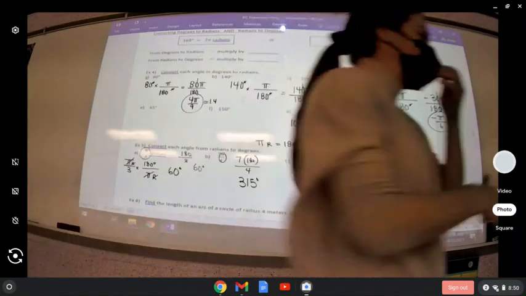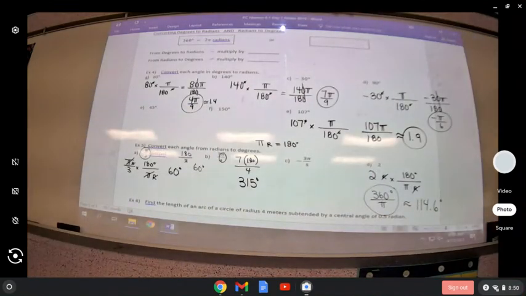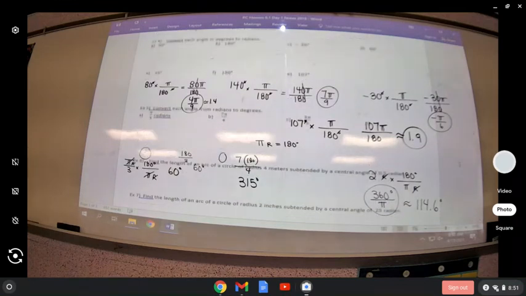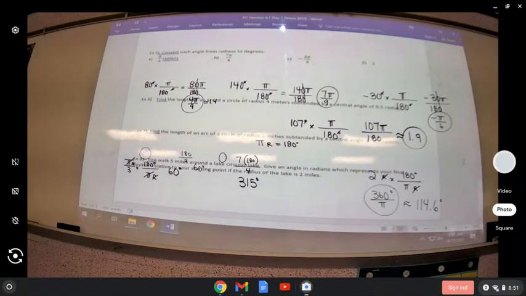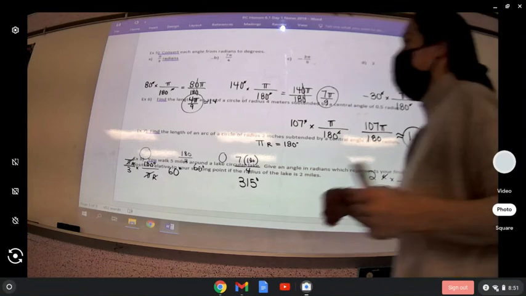Okay, now let's use it. Let's use what we know about how we measure things in radians. Most of your homework is converting, so it should be very, very quick.